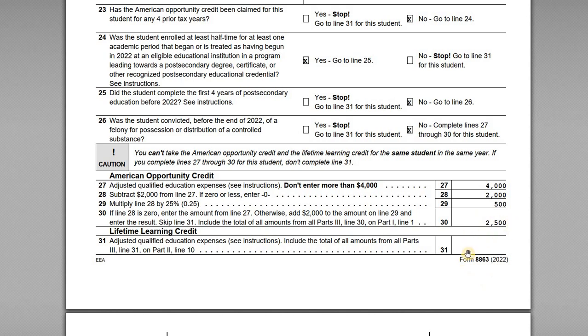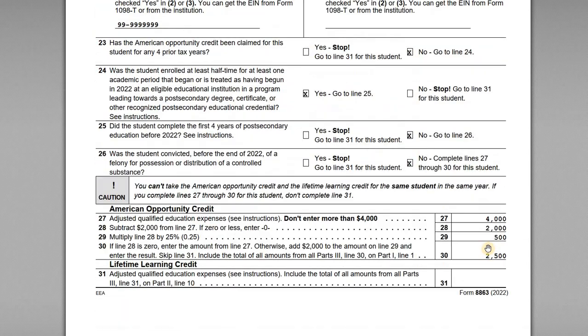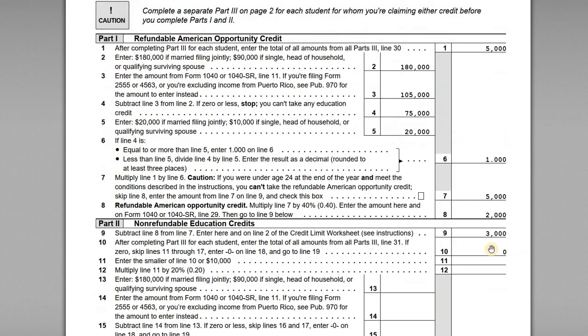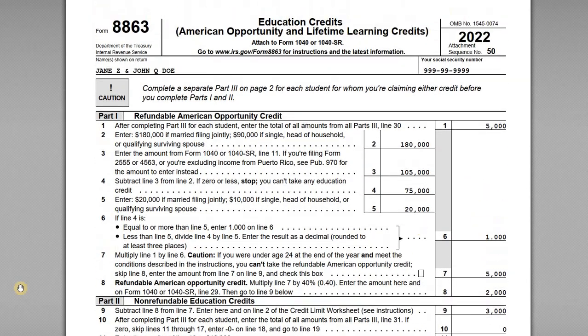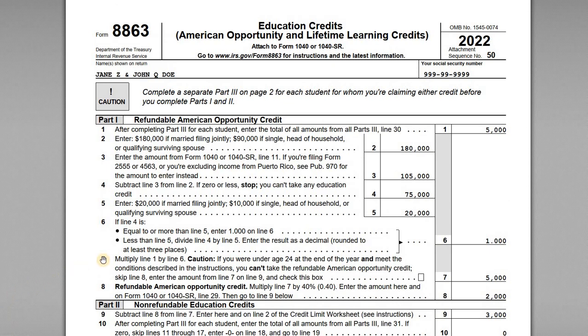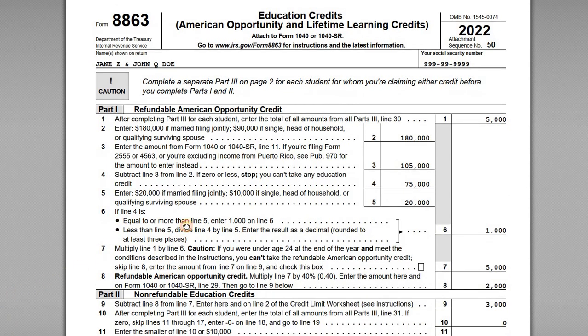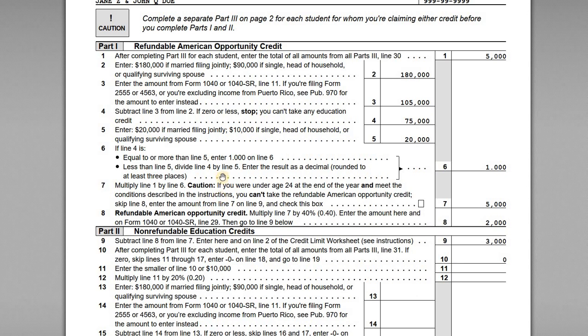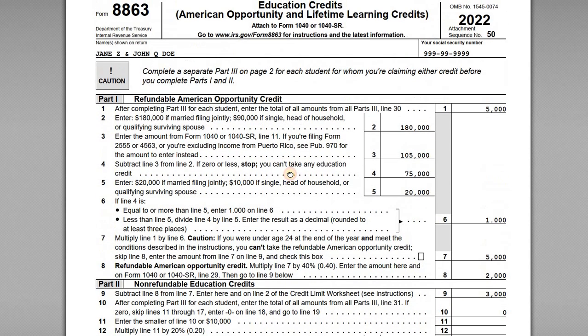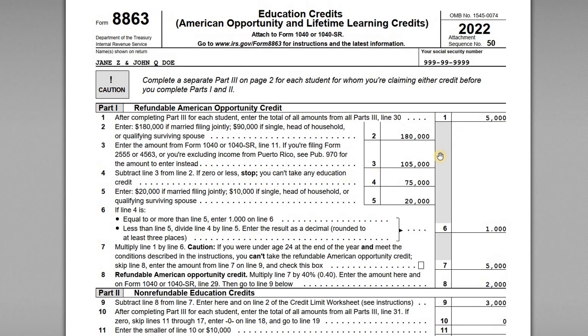So she gets the same $2,500. Now that we've got $2,500 and $2,500, we report the total up here in Part 1, Line 1. Part 1 and Part 2 are both going to be relevant for the American Opportunity Credit. If you're only doing the Lifetime Learning Credit, then Part 1 is going to be blank for you. But in our case, the AOC, we need to do both parts.